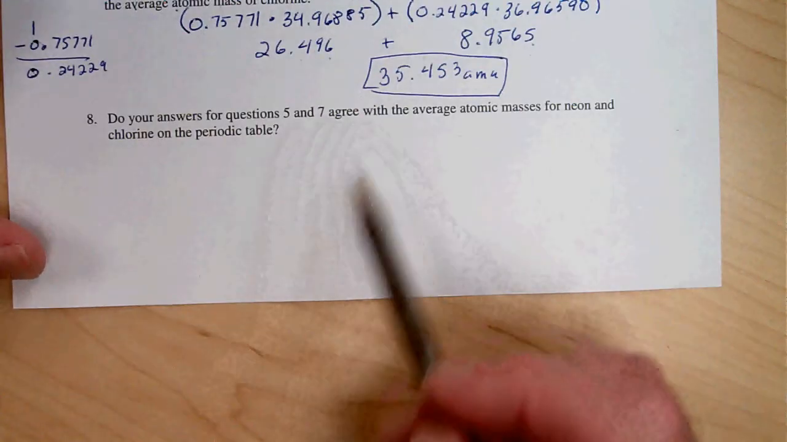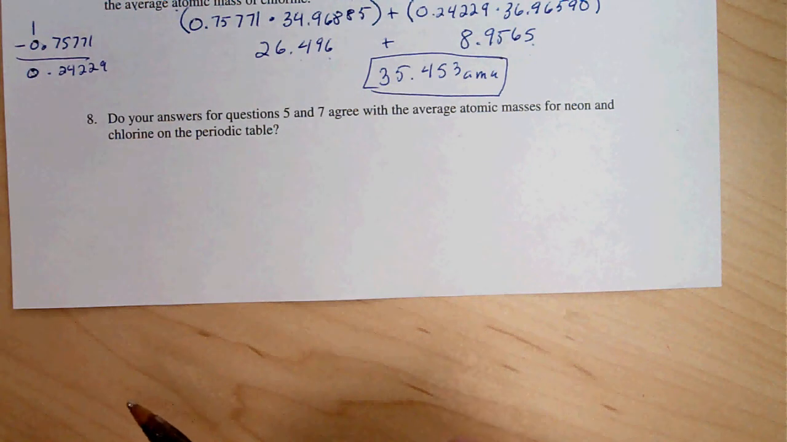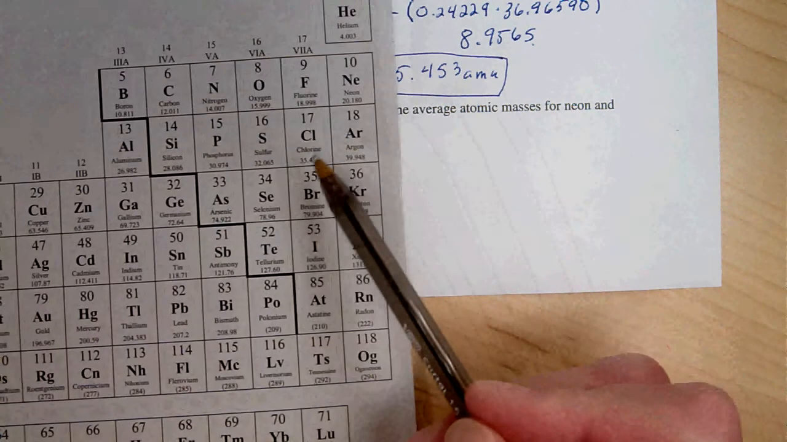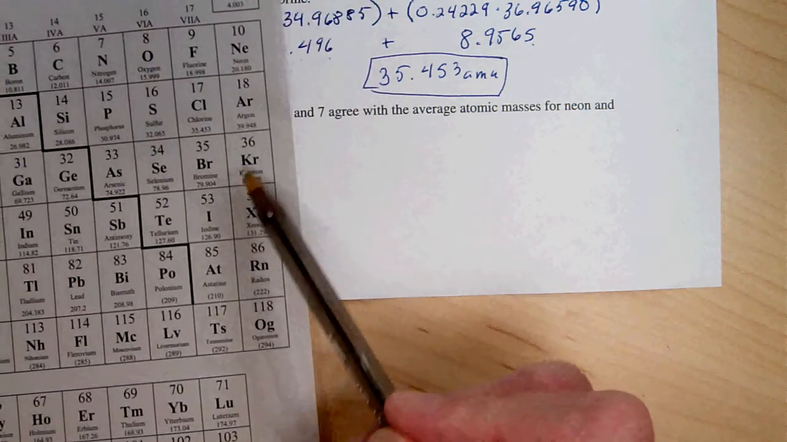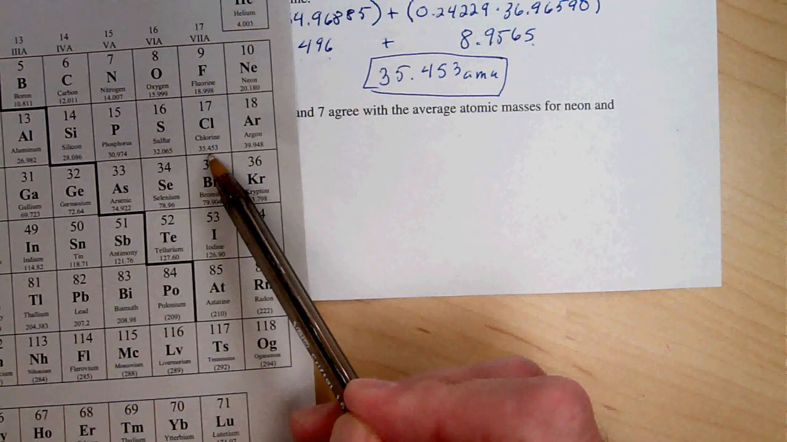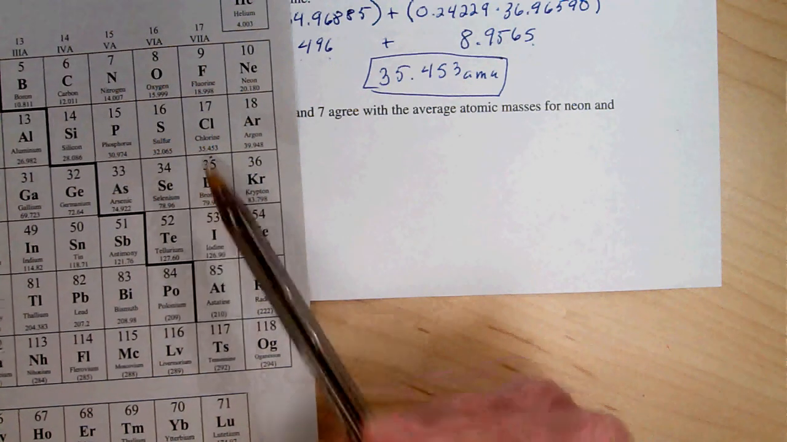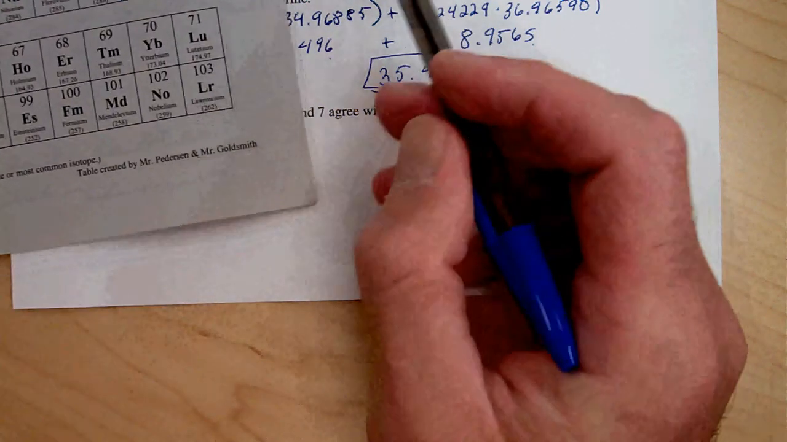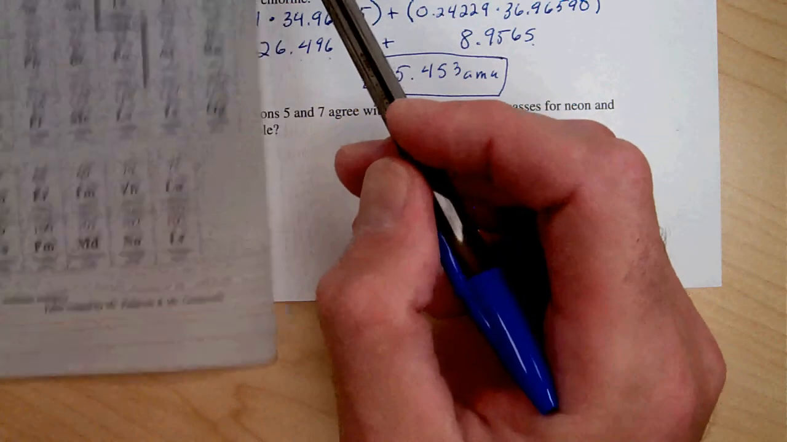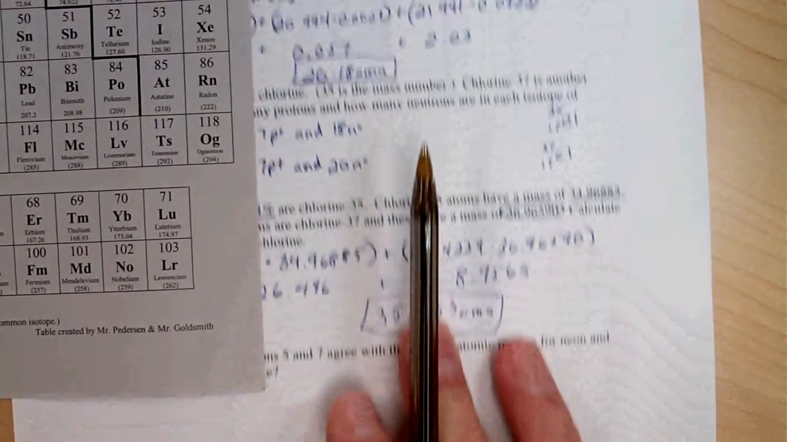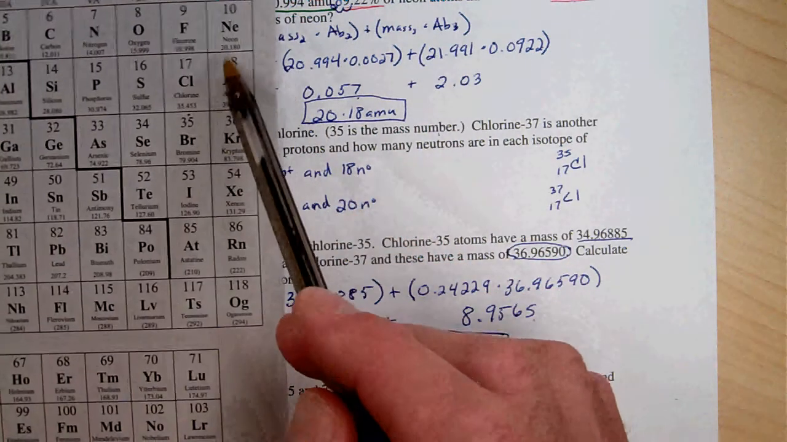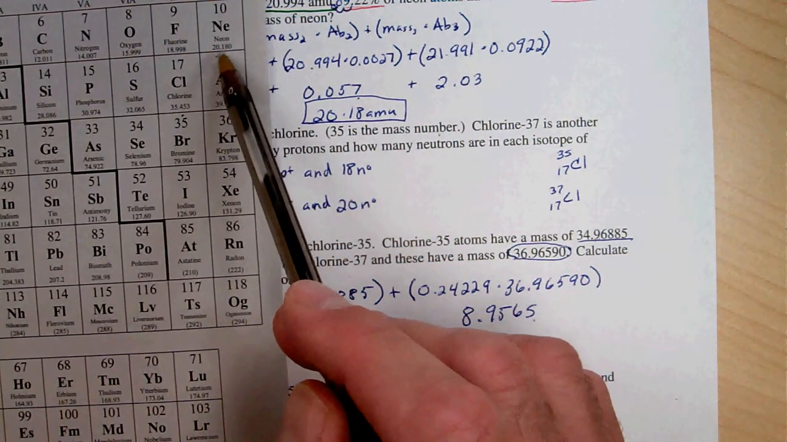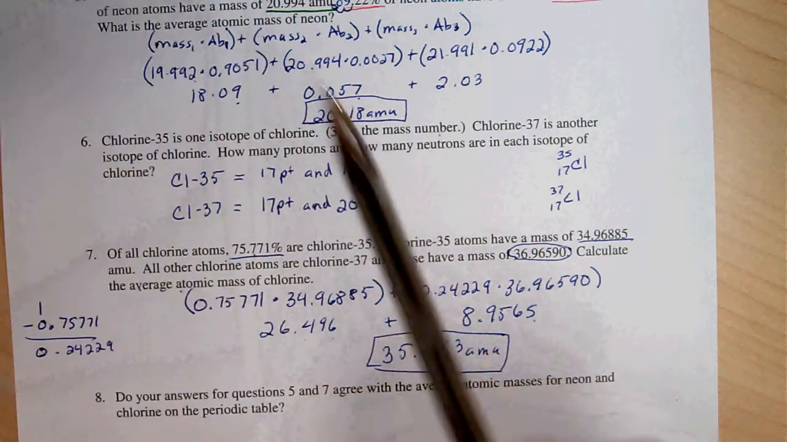Do questions 5 and 7 agree with the average atomic mass for neon and chlorine on the periodic table? Well, chlorine is here, 35.453. That's pretty good. And up here I have neon. Oops, let's see if I can pull this down. 20.18, and here I have 20.180. So we're doing okay.